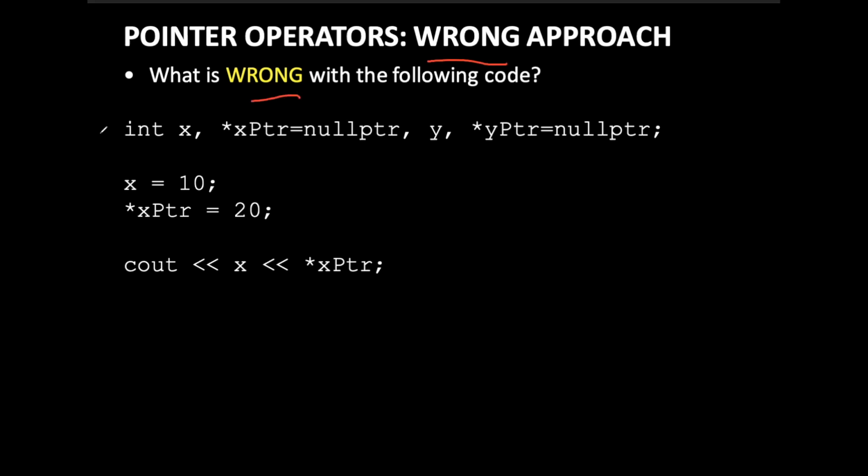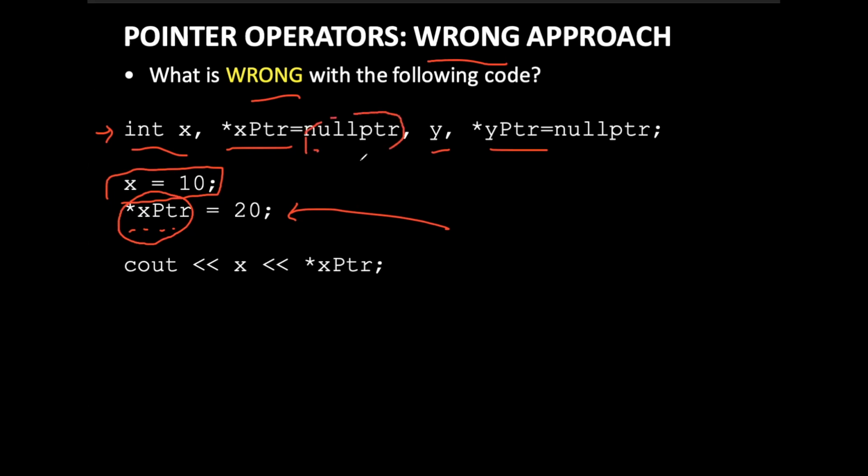Let's take a look. Again, we have the same four variables, two integers and two integer pointers. X equals 10, but look at this. When we dereference x pointer, we assign a value of 20 to it. But how would you dereference x pointer? What is x pointer? X pointer is a null pointer. So basically what you're doing here is dereferencing a null pointer. Remember, a null pointer points to a memory location that does not exist.